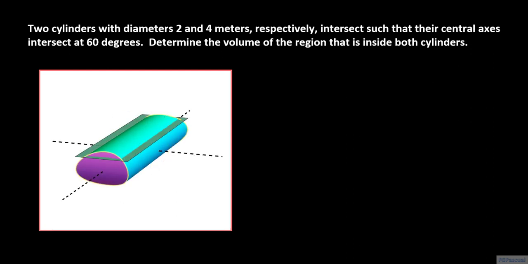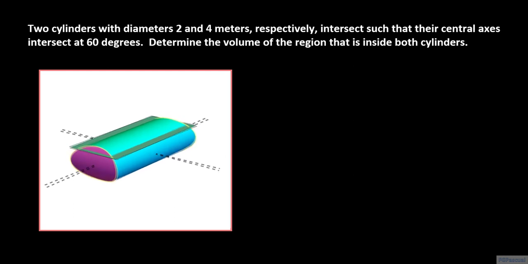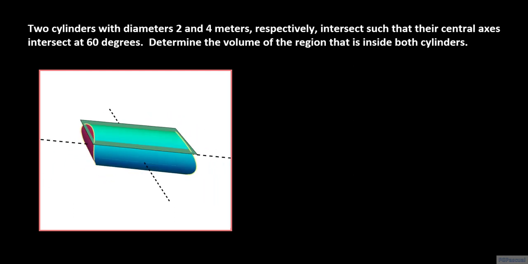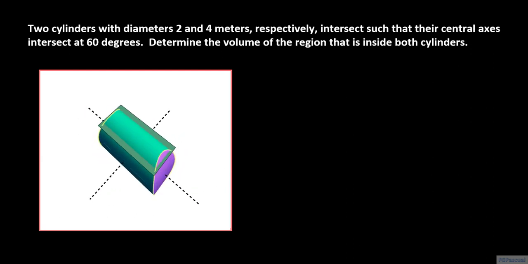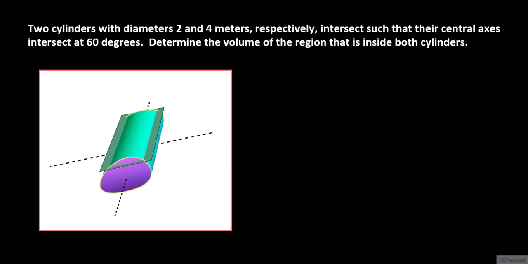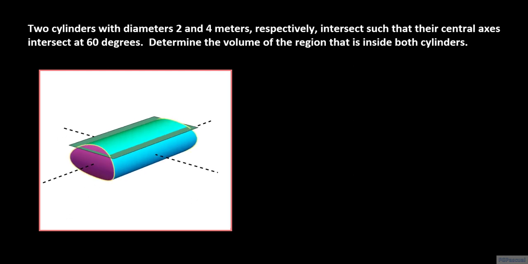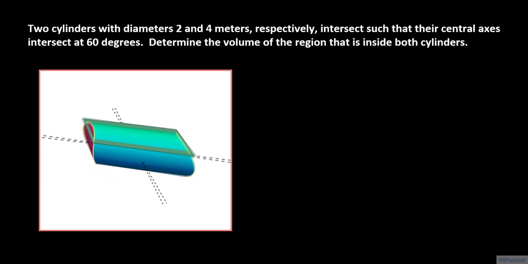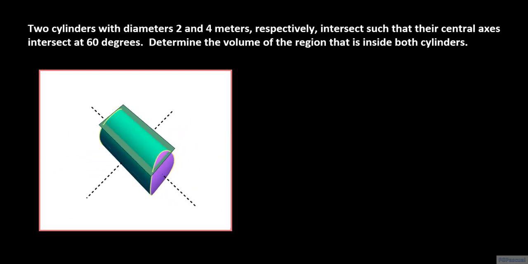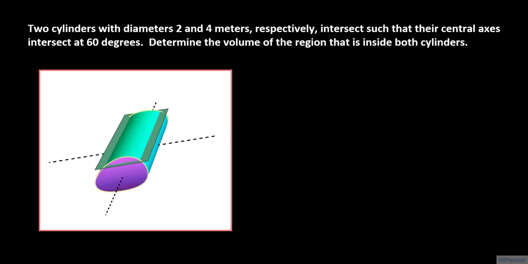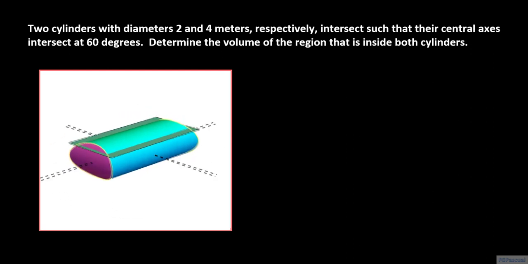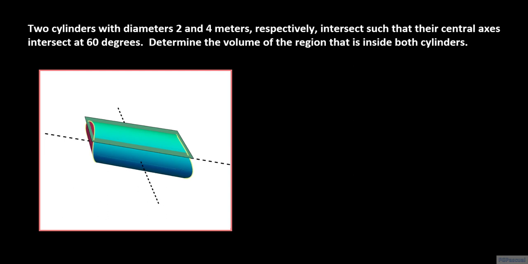The method that we will use to find the region's volume is called the method of parallel plane sections. As the name suggests, we use parallel planes to slice up the region. We have infinitely many options as to how we can orient the parallel planes. We choose slicing planes that are parallel to the plane determined by the central axes of the two cylinders.